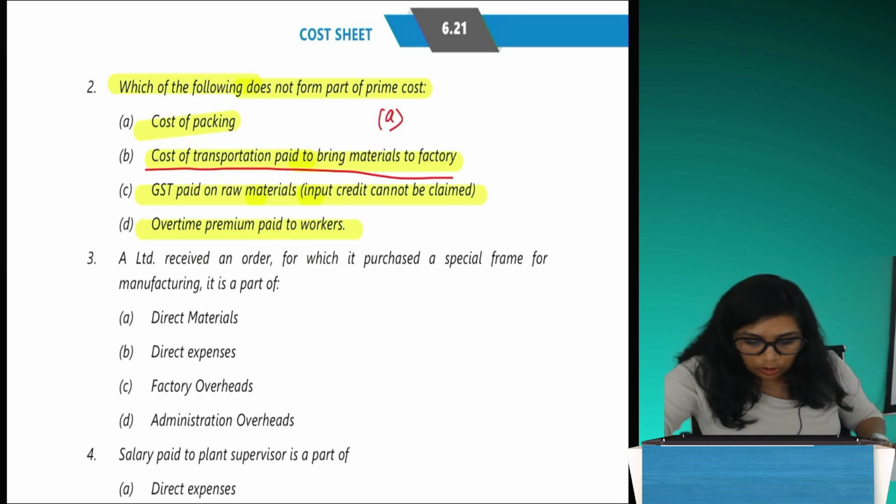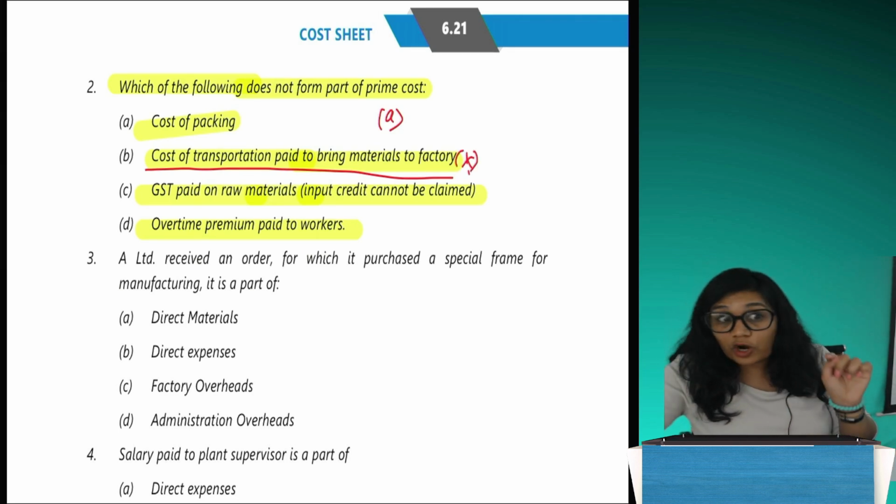So guys, when you're answering MCQ, you have to ask yourself why and then eliminate. That is the way to basically answer MCQs.